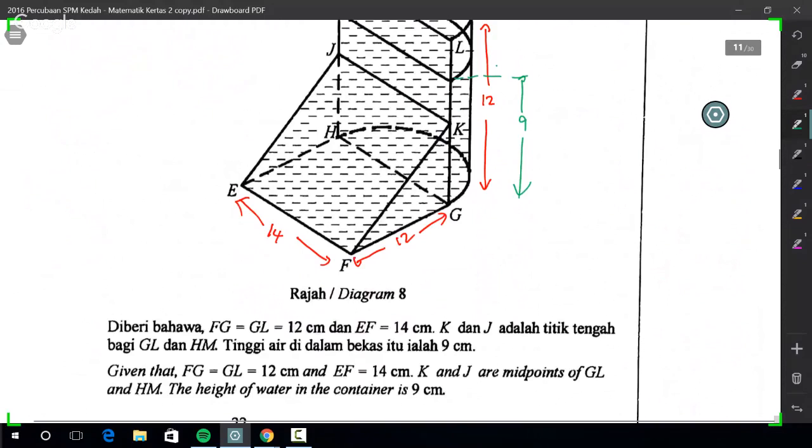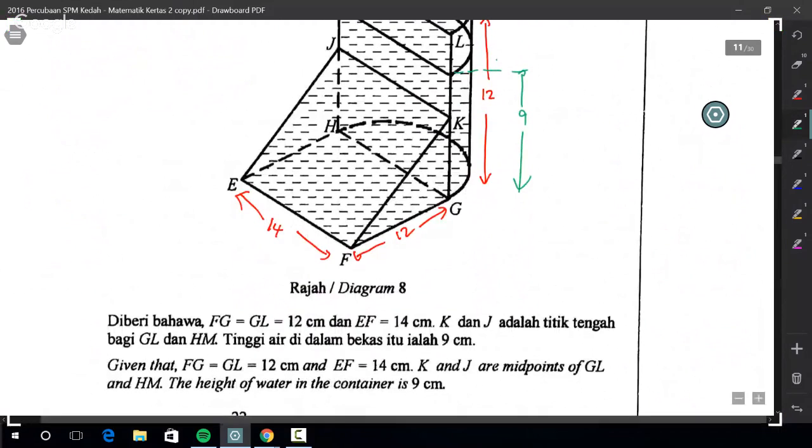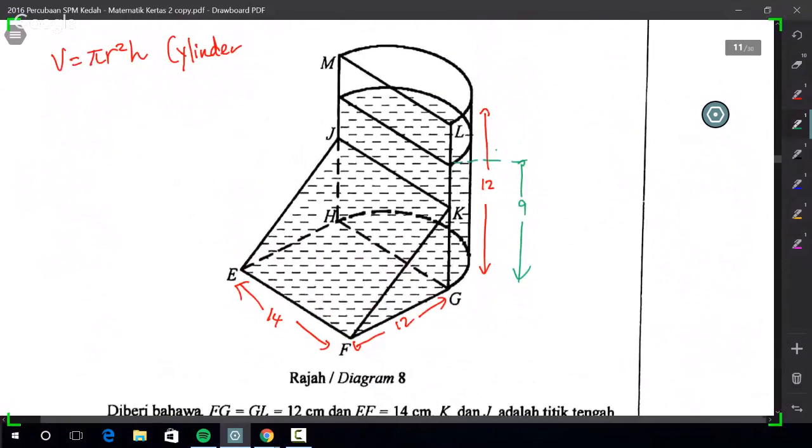Oh, I missed the center point, no wonder. J and K are the center points of GL and HM. So if this is the center point, at least I know here will be 6 centimeters from K to G. All right, I will solve the prism first.